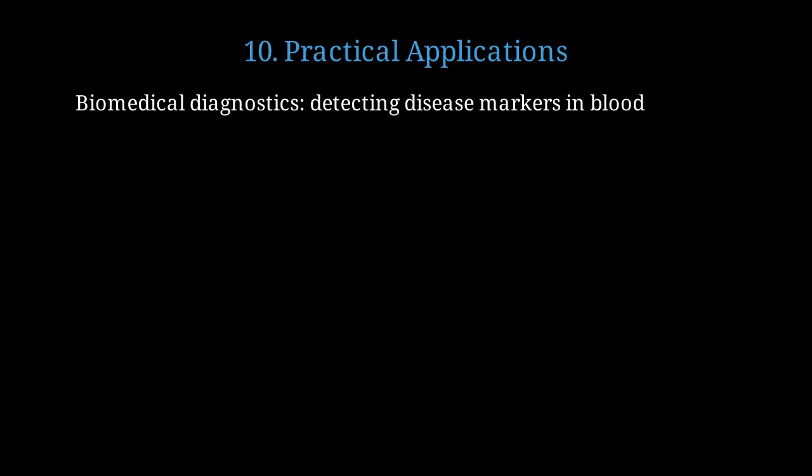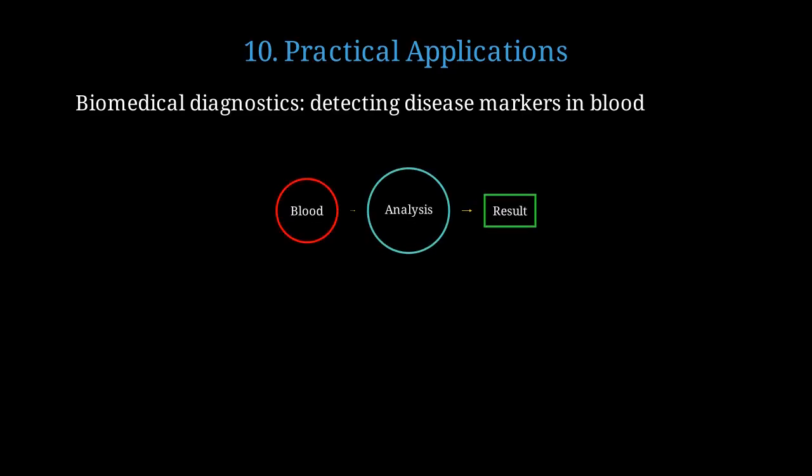Where would liquid processors actually be useful? Biomedical diagnostics could use droplet computers to detect disease markers, performing complex analysis on tiny blood samples. Blood enters the system, chemical logic gates analyze the markers, and results appear as color changes or fluorescence.